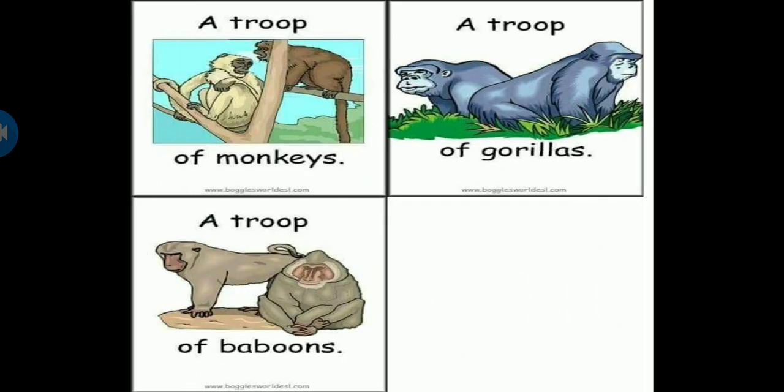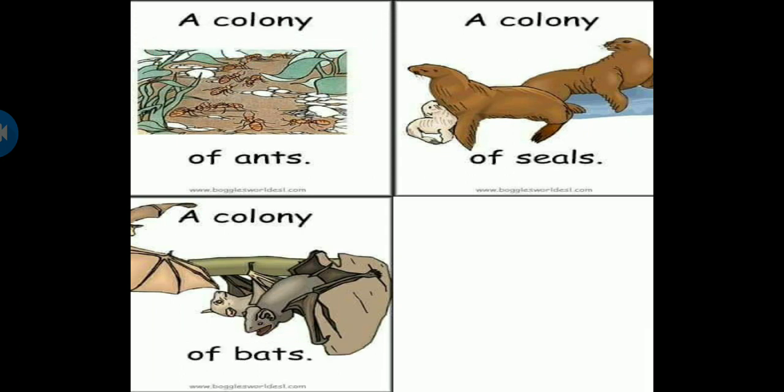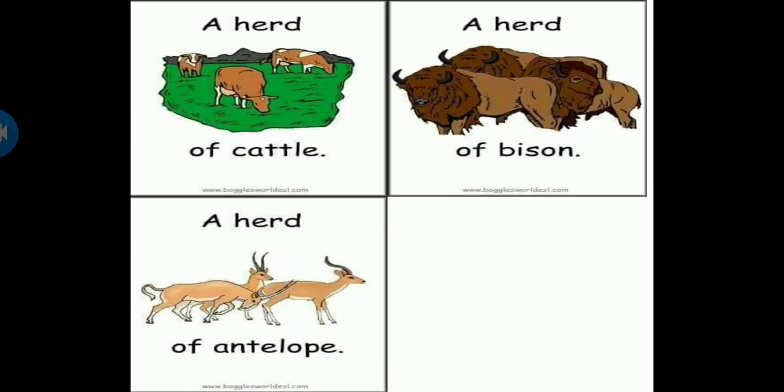Now these are the examples of monkeys. A troop of monkeys, a troop of gorillas, a troop of baboons. So, when there are too many monkeys or gorillas or baboons together, we call it a troop. A colony of ants, a colony of seals, a colony of bats. A herd of cattle, a herd of bison, a herd of antelope.